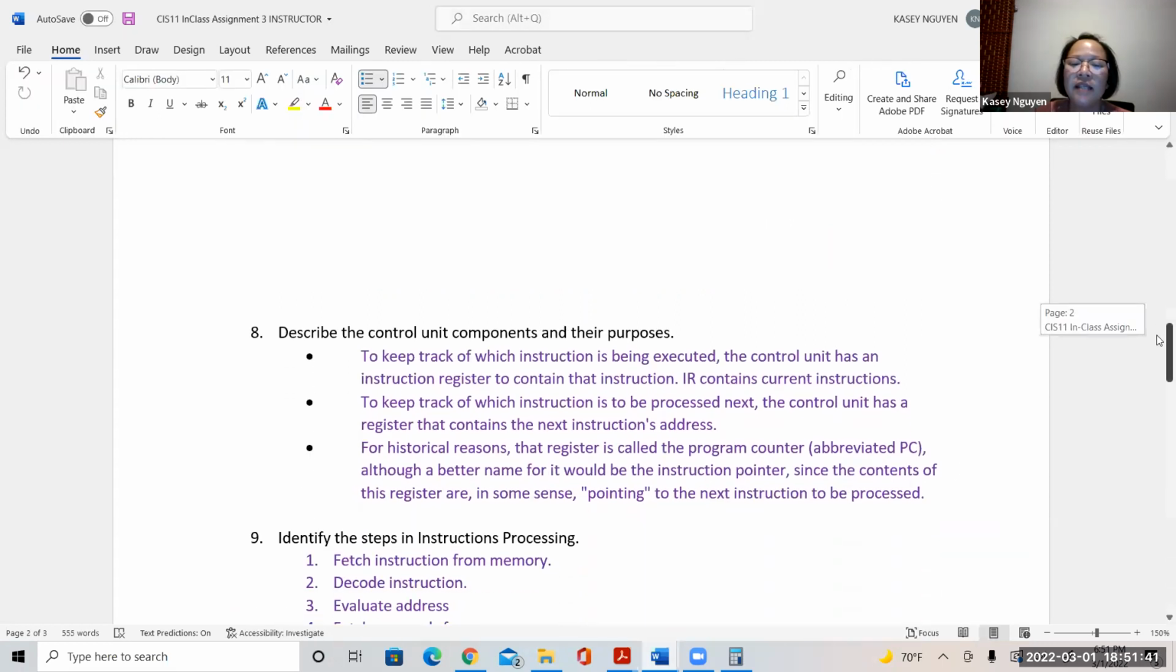So now we can take what we talked about from our notes from chapter 4. Question 8 asks you to describe the control unit components and their purposes. I simply put that it keeps track of the instruction to be executed. The control unit has the instruction register, which contains the current instruction, known as the IR. Second, to keep track of the instruction that's being processed next, it uses the register that contains the next instruction address, which is known as the PC or the program counter.